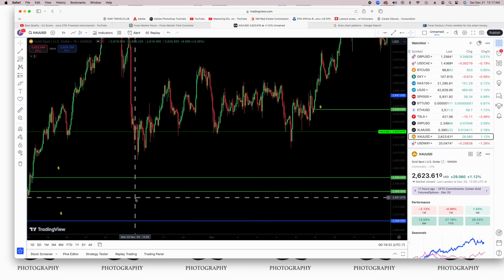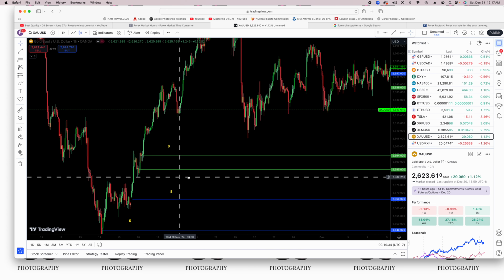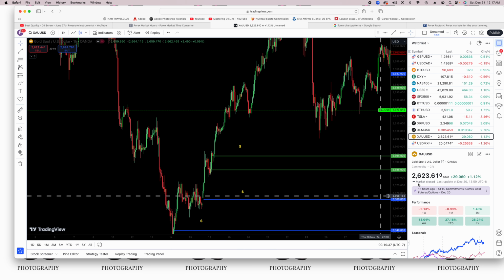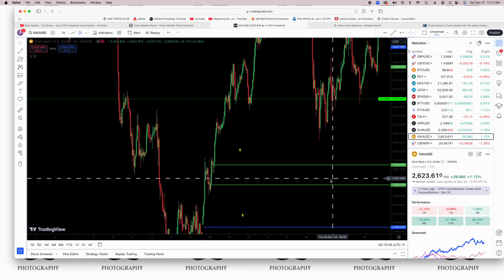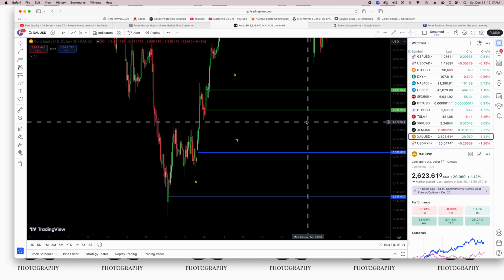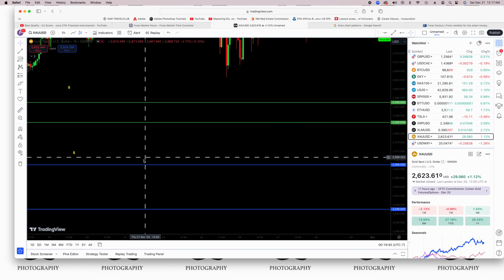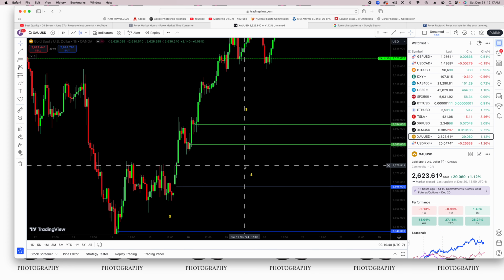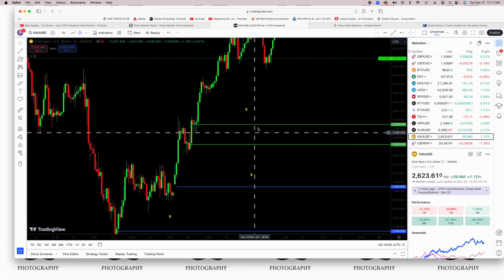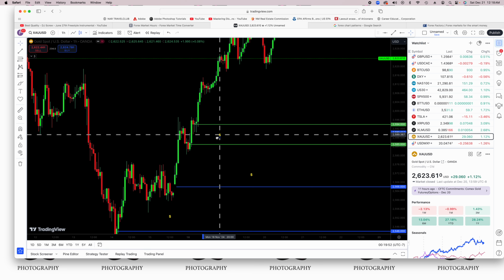What are we looking at right here? Bro, this mouse is pissing me off. What are we looking at right here? What happened right here? Right? What happened right here? What are we looking at?